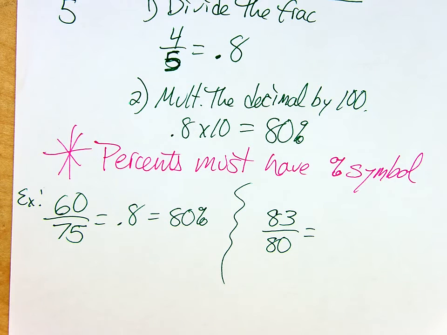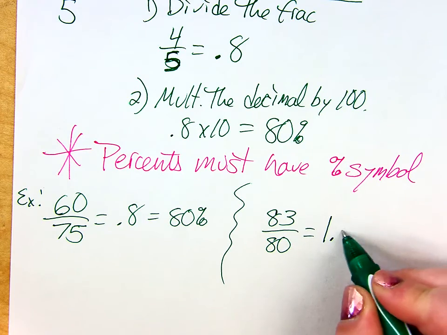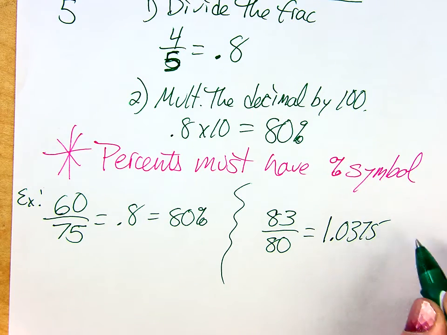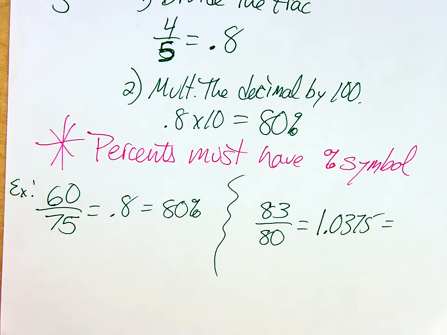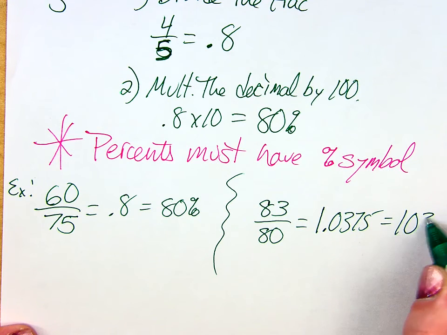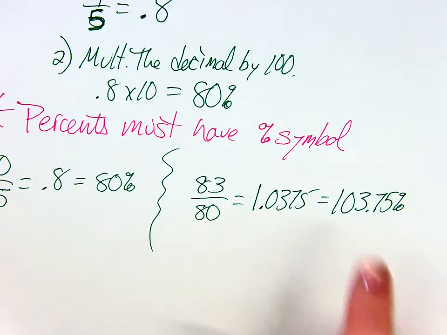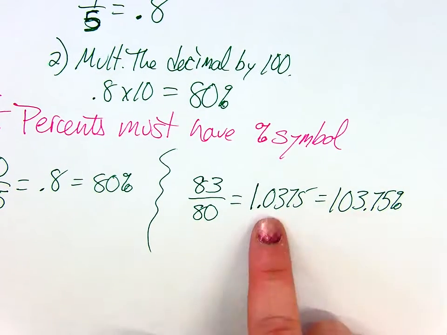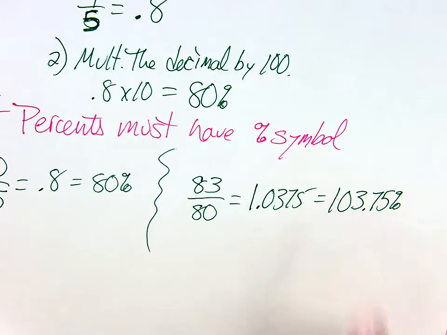So let's try it. 83 divided by 80. Did you get it as a decimal? Yes, 1.0375. And then all I have to do to turn that into a percent, don't forget, is multiply it by 100. So this person would have gotten 103.75%. Notice that my final answer, the percentage, after I multiplied by 100, you have to put the percent sign on it. Otherwise, it's not the same thing, right? So be careful.